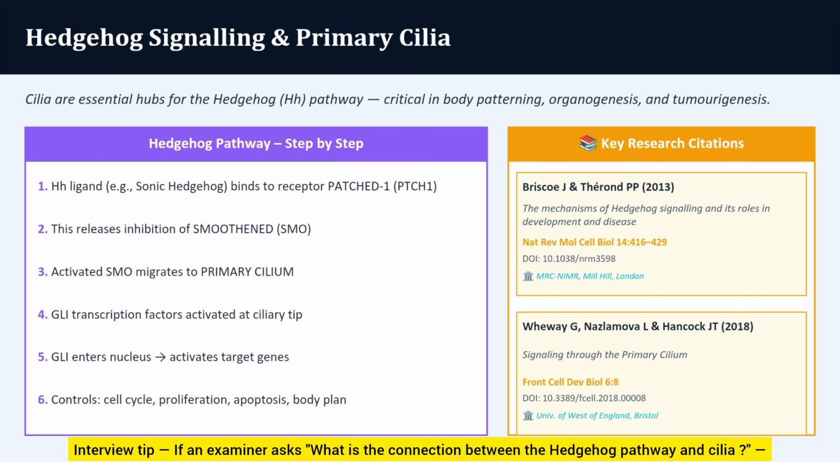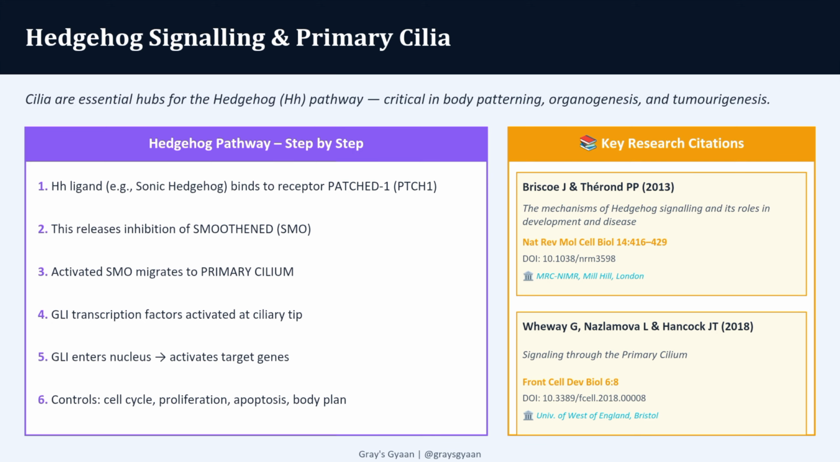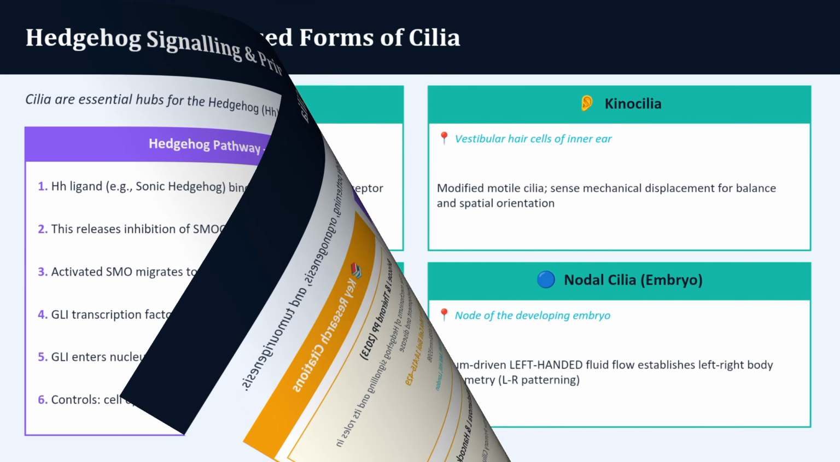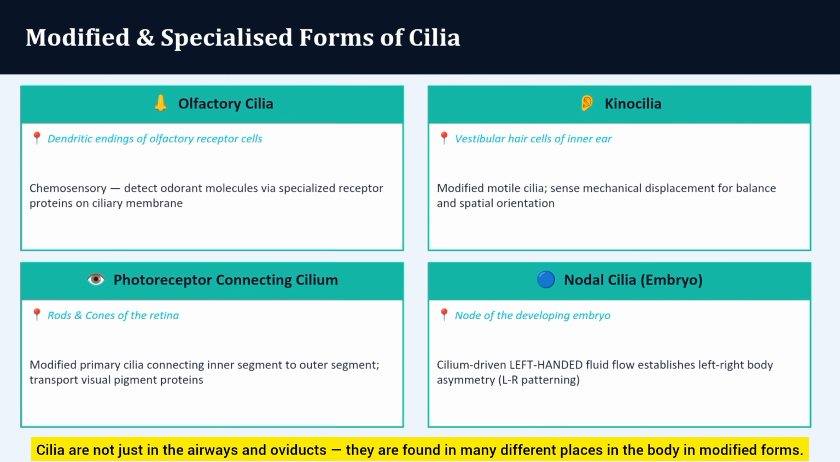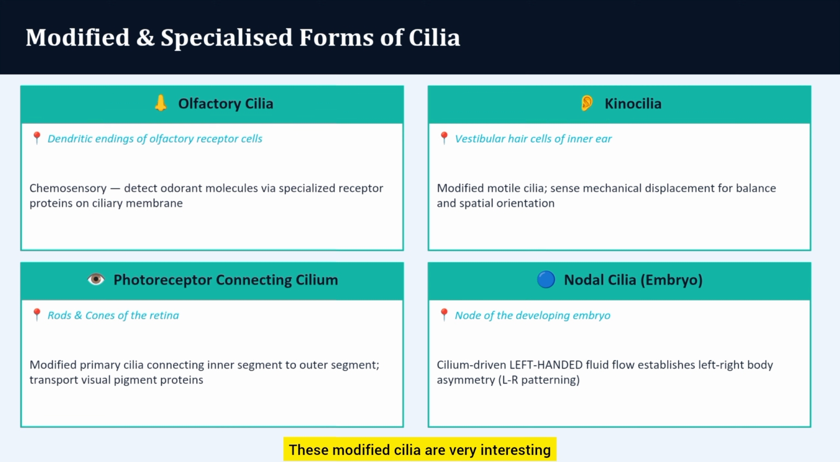Interview tip: if an examiner asks, "What is the connection between the hedgehog pathway and cilia?" you can confidently mention Briscoe and Therond 2013 by name. That is very impressive. Cilia are not just in the airways and oviducts, they are found in many different places in the body in modified forms. These modified cilia are very interesting.